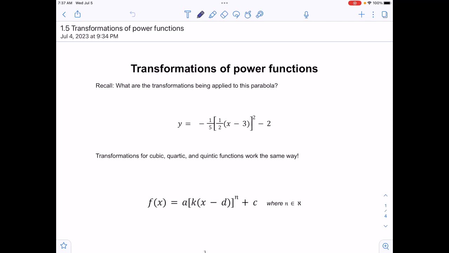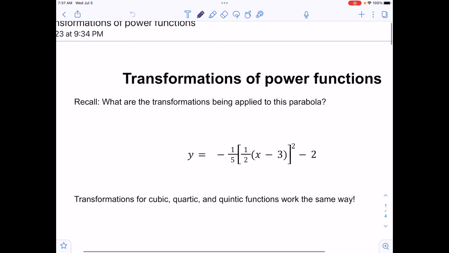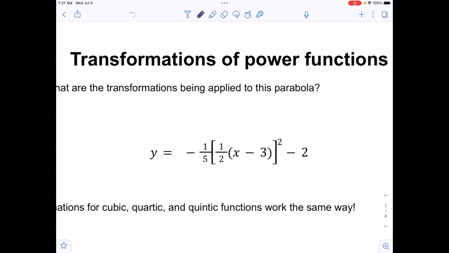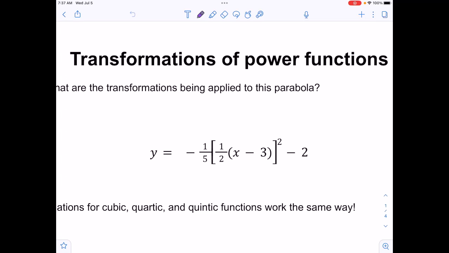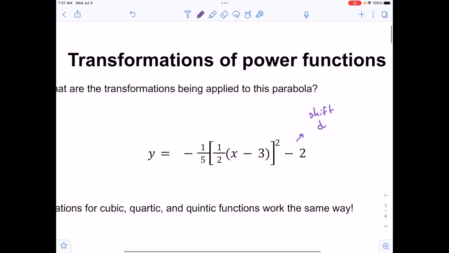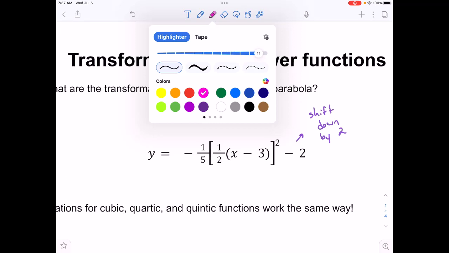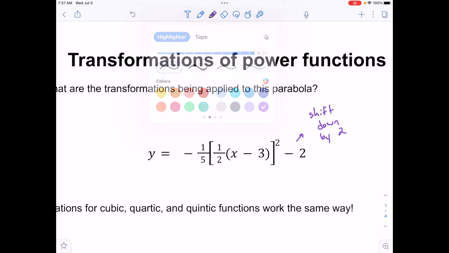Let's just do a quick refresher here. This is a parabolic equation, or a quadratic equation, I should say, and there's a lot of different transformations that have been applied to it. We're just going to break them down one by one. The first transformation that I can see right at the end here is a vertical transformation. It is a shift down by 2. The -2 there is shifting things down by 2.